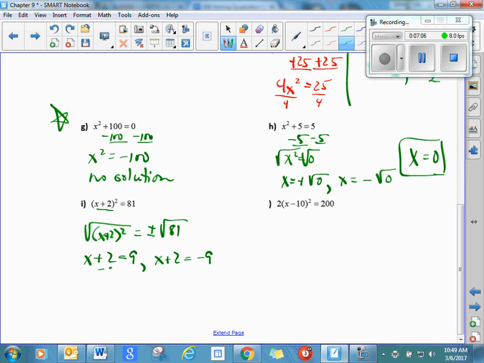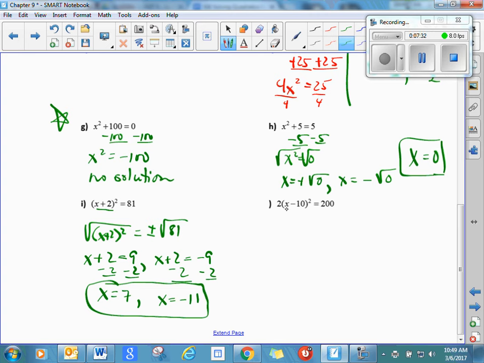And we have to keep solving, because we're trying to find what x equals. So x equals positive 7. And the temptation might be for you to say x is equal to positive 7 and negative 7, but it's not. When you actually work this out, you get negative 11. So these are the two solutions for x for this particular problem.